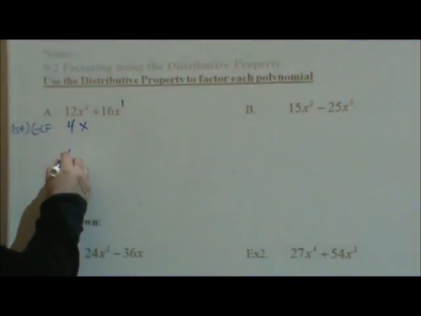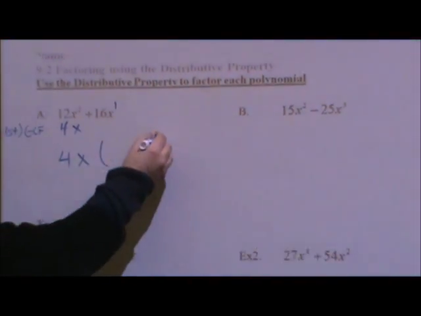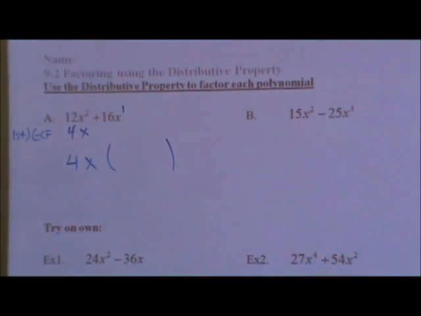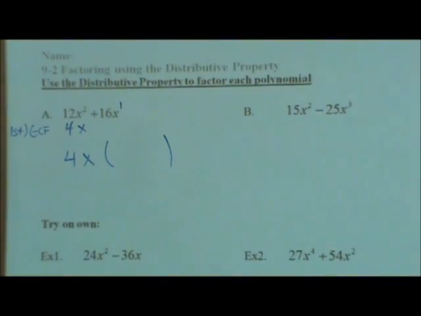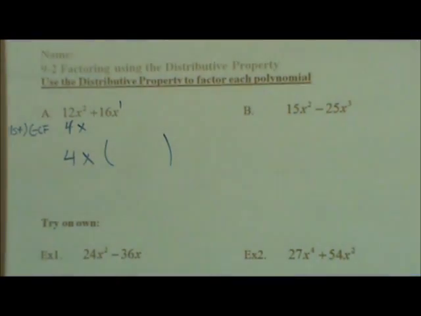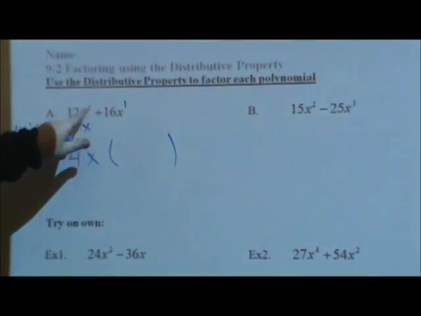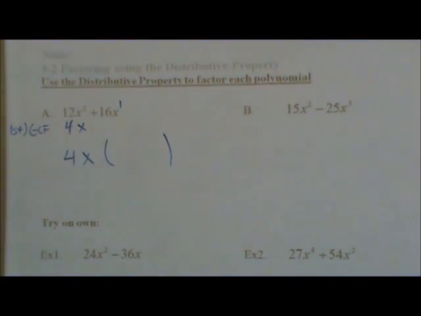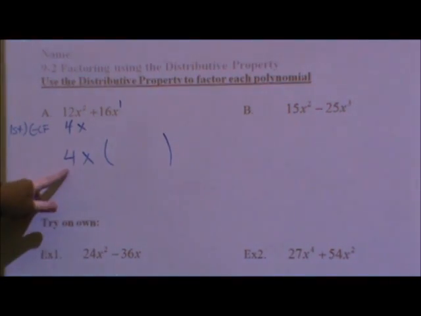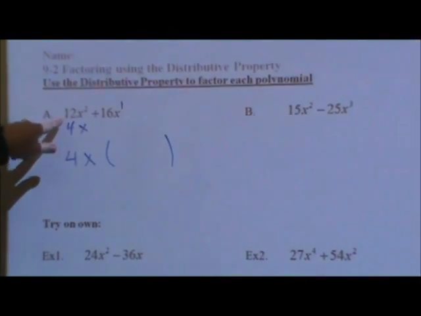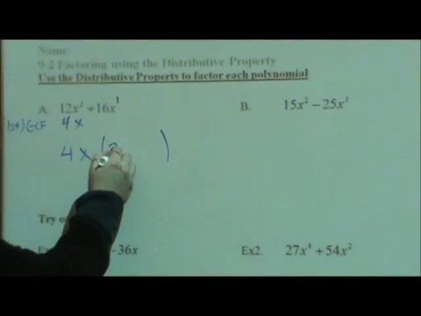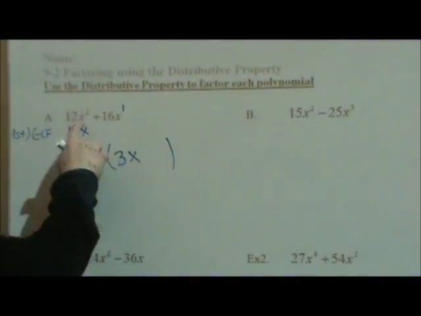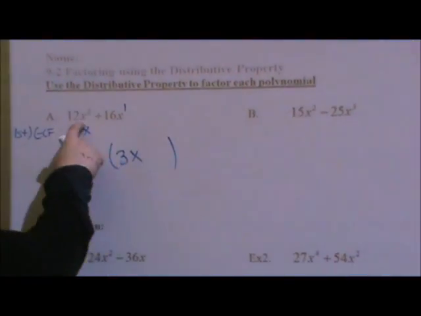Once you have the GCF, you rewrite it as 4x, or whatever the GCF is, out front, and you have a parenthesis. And you just need to fill in, this time in 2 spots, what numbers or what variables we have to multiply by such that we'll get, if we distributed, 12x squared plus 16x. So we think we got 4x times what gives us 12x squared? It's 3x. Because 4 times 3 is 12. X times x is x squared.